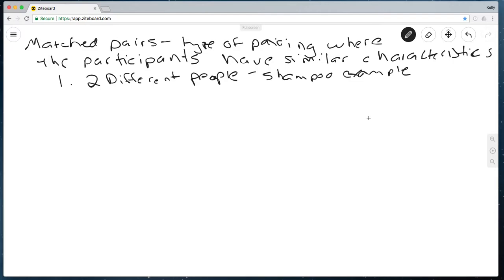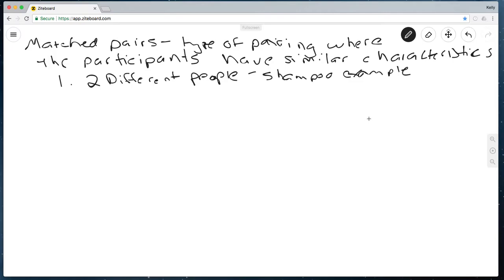So what I might do is find several people who have similar hair to me. I have very thick hair, and it's long. So I would try to find as many participants who had long, thick hair, and I would give each of them a different brand of shampoo. And we would agree that we would all shampoo our hair every day for 2 weeks.